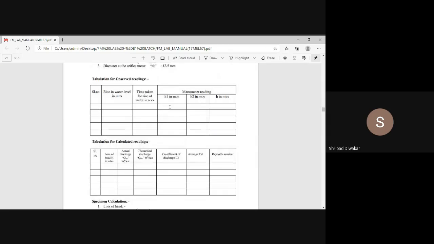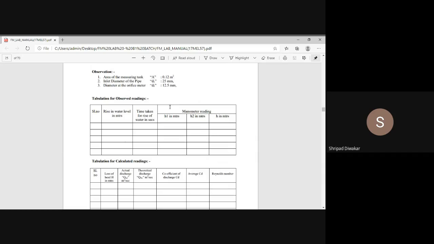All of you are having paper and pen. Can you note down this tabular column? Please note down. It's clearly visible on the screen. So first you have to write the observation. There are three observations.